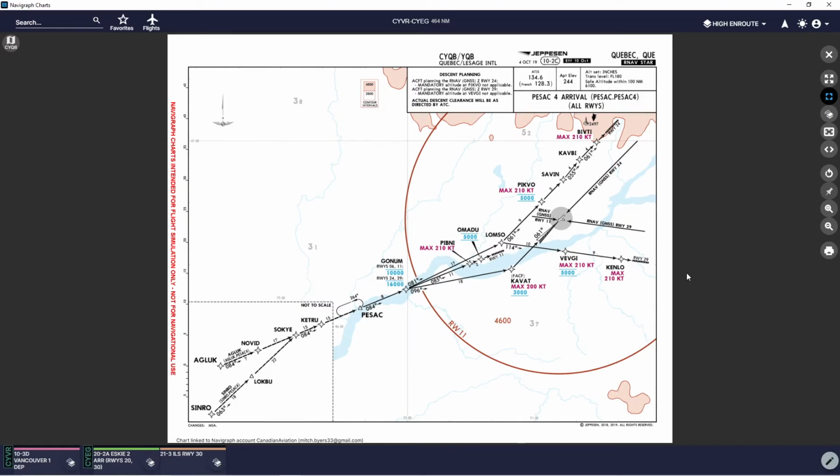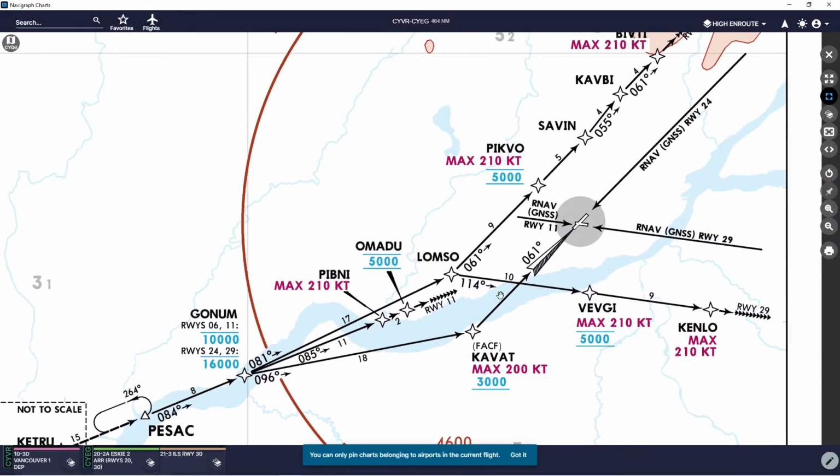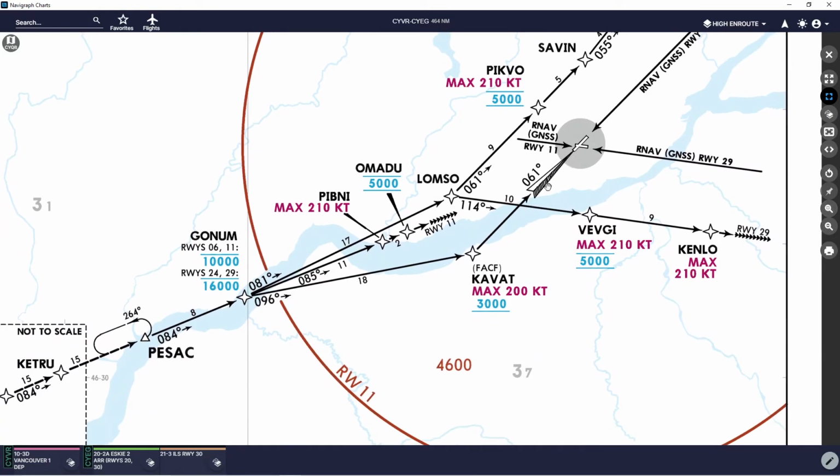I don't want to get these terms confusing too much, but I want to show you where this approach or where this arrival is different compared to the previous one we just looked at going into Edmonton. And the key difference here that I'm going to focus on is, if we zoom in here, this approach for runway 06 into Quebec City comes directly off of the arrival.